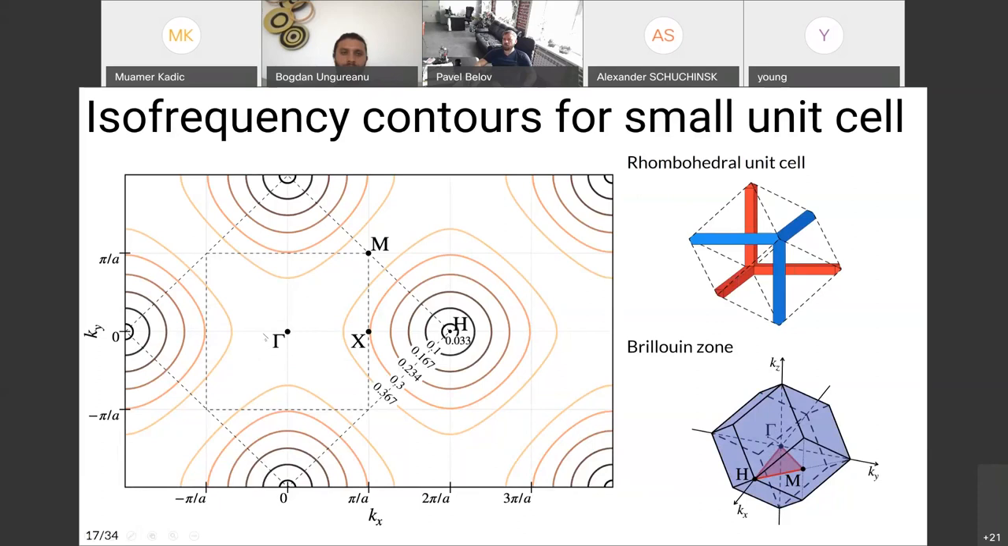We have seen nice circular isofrequencies around the H point over here, and this just says that at low frequencies, the modes in this material dramatically change in space, with wave vector equal to 2 pi over A at very, very low frequencies. So they have extremely short wavelength. And this is interesting. And we were trying to explain how it can be.